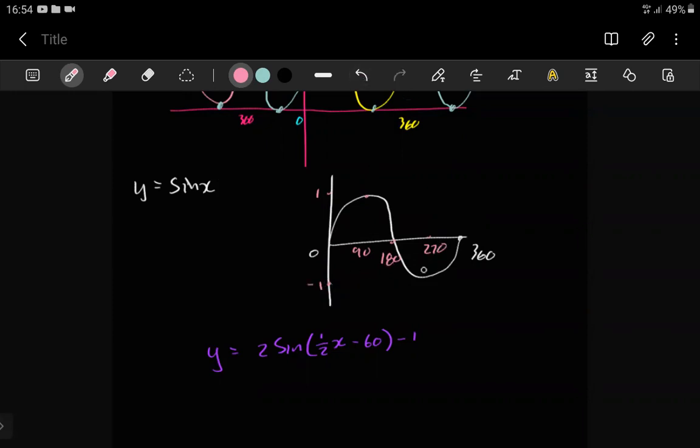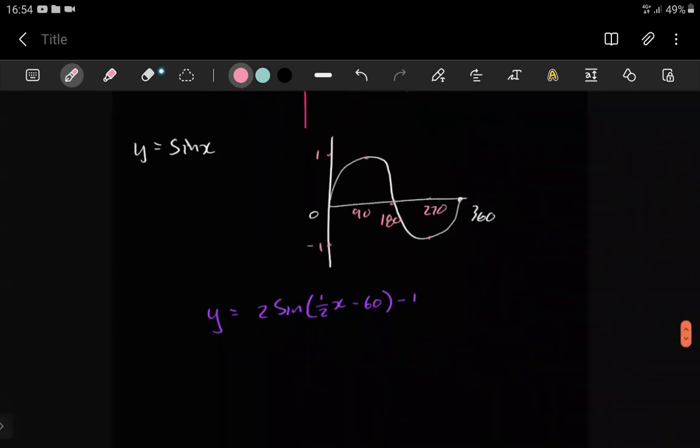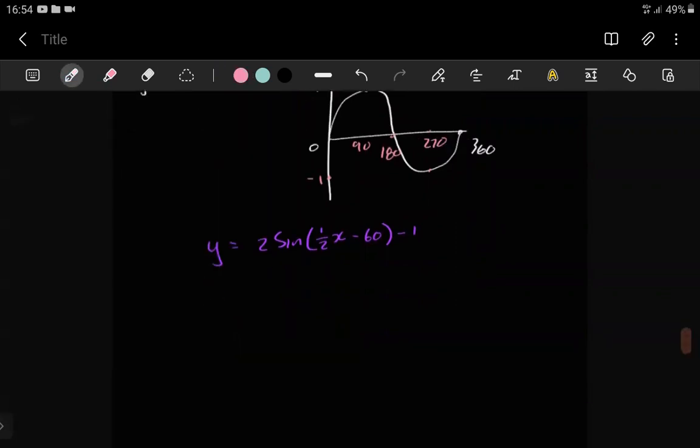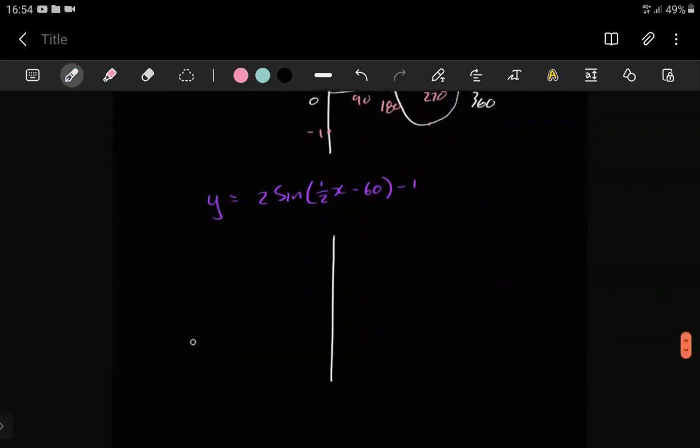Let's see, there we go. And then at -1 there. This is what we would see if this was the equation. This one now, first let's deal with the half side of things, where I wrote a half in front of the x there. So that's quite important.